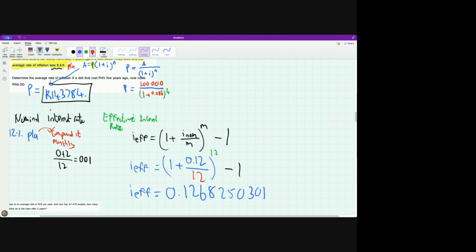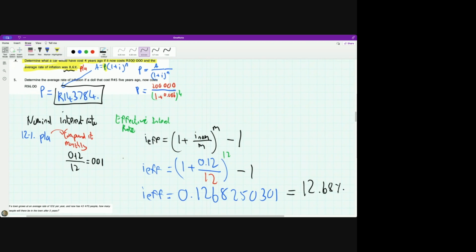And what this is telling us is, I'm going to write this as a percentage. As a percentage, it's going to be 12.68%. And what this is telling us is that even though the nominal interest rate is 12% per annum, if I compound it monthly, if I chop it up into monthly interest rates and I add it 12 times, the effective interest rate is higher than 12%. It's 12.68%. And that's because of the effect of interest on interest.